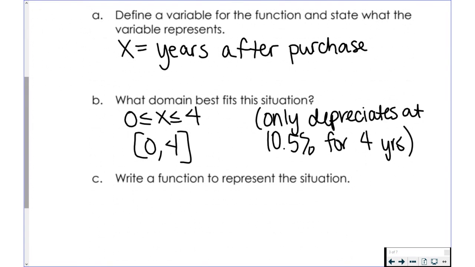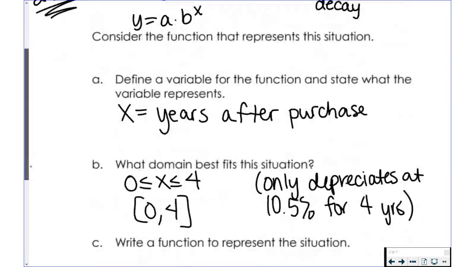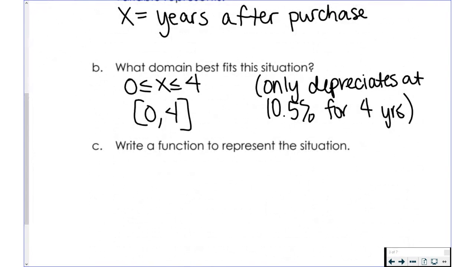So write a function to represent the situation. I told you guys in the very beginning that A is not 24.5. The moment you drove it off the lot, it lost value. So we have to figure out what it's now worth before it starts to depreciate. So it lost 9% from 24,500. There are a few ways that you can do this. We lost 9% of the value right away.